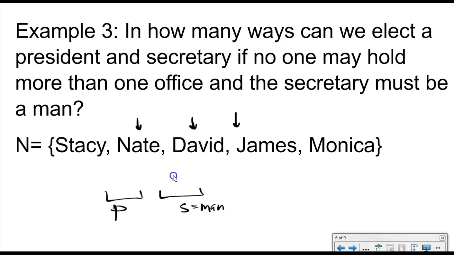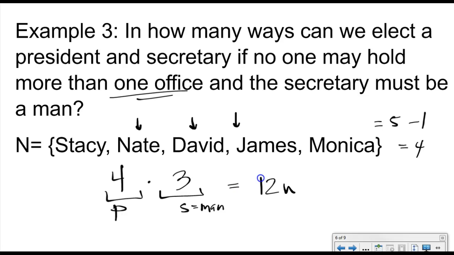1, 2, 3. Once I've chosen my secretary, there's 1 less person. So there's 5 total people, but I'm taking away 1 person for the secretary because it says no one can hold more than 1 office. 5 minus 1 is 4. So there are 4 people that are left for that president position. So 4 times 3, there are 12 ways.